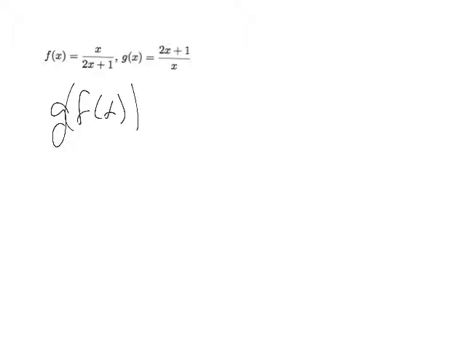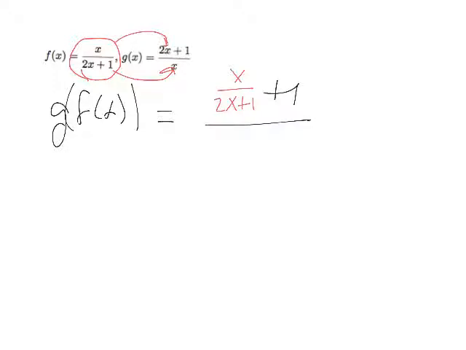And so basically it just means that we are going to take this and plug it into the two places that we see the x value in g of x. So it is going to be x over 2x plus 1, all over x over 2x plus 1, okay? And again, g of x is 2 times something plus 1 over that same something.